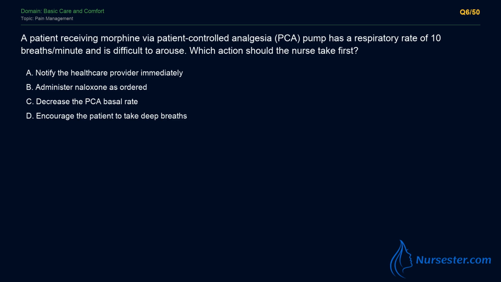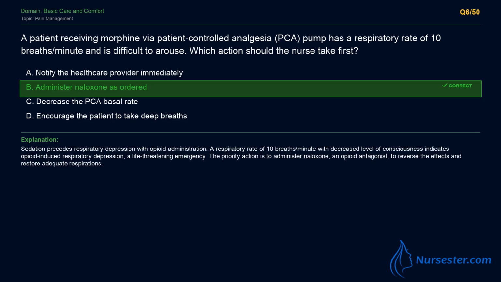Question 6. A patient receiving morphine via patient-controlled analgesia (PCA) pump has a respiratory rate of 10 breaths/minute and is difficult to arouse. Which action should the nurse take first? Option A, notify the healthcare provider immediately. Option B, administer naloxone as ordered. Option C, decrease the PCA basal rate. Option D, encourage the patient to take deep breaths. The correct answer is B.